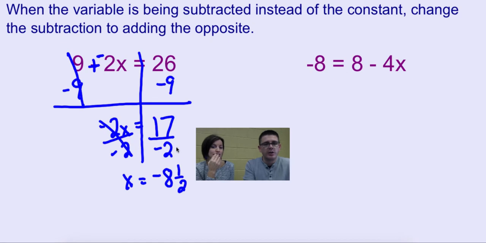So when you check it, use the improper fraction. We rewrite it as 9 minus 2 times negative 17 halves. Okay, so we're going to do that multiplication.